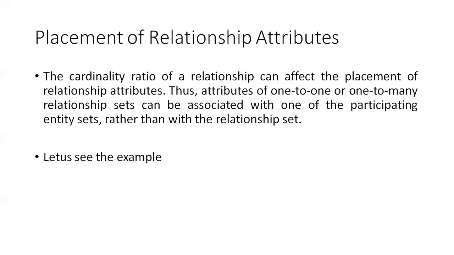Now, we know the cardinalities as just discussed, one-to-one and others. The cardinality ratio of a relationship can affect the placement of relationship attributes. Thus, attributes of one-to-one or one-to-many relationship sets can be associated with one of the participating entity sets rather than with the relationship set. Now, this again is a little bit complicated, so let us take the example directly.